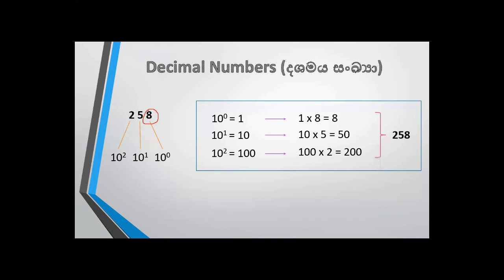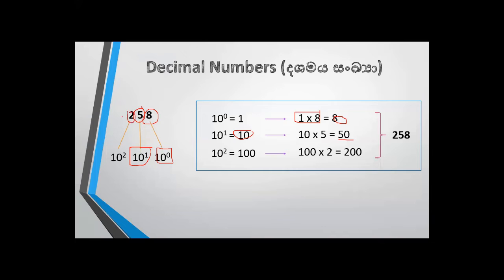there are 8 digits in the section of 10 to the power of 0. So in that case, we have to multiply 1 by 8. So you will get a number 8. So the next level will be the 10 to the power of 1. That means it's equal to 10. So there is number 5 available in this particular section. So once you multiply, you will get the value 50.